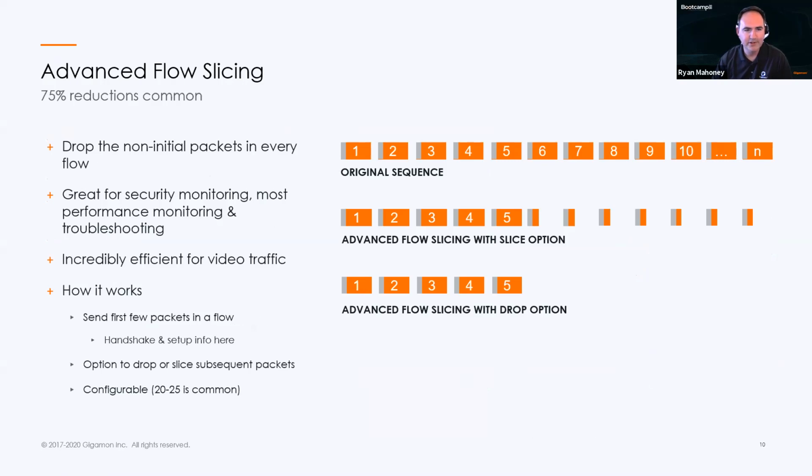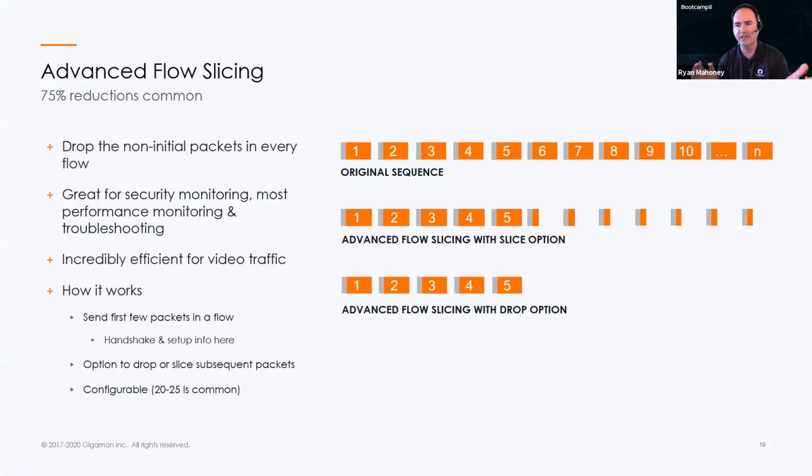So it's called advanced flow slicing. It works very similar in principle to a packet slice. So you probably know what a packet slice is, where you keep the header of a packet and you drop the payload. This is working in a very similar fashion, only instead of working off of a packet or slicing a packet, we're instead slicing a flow.